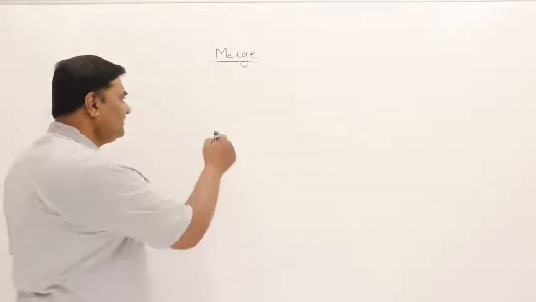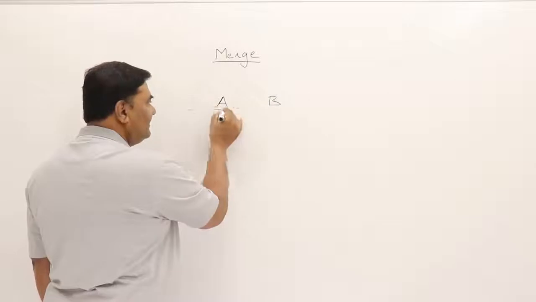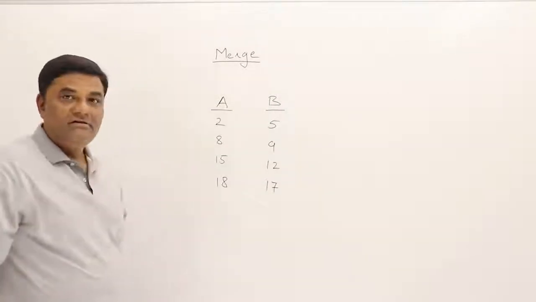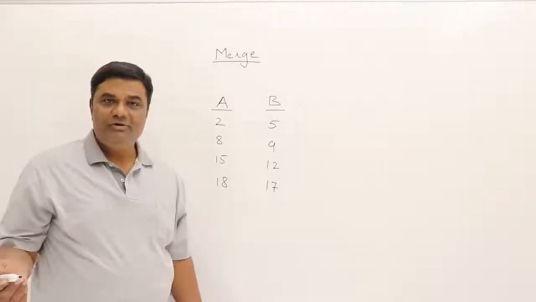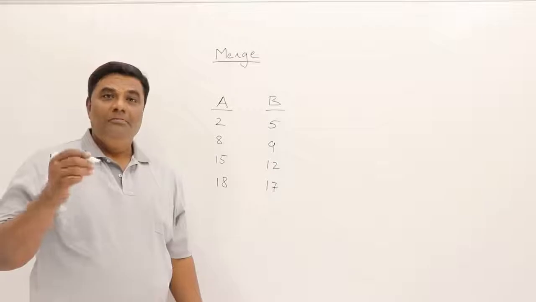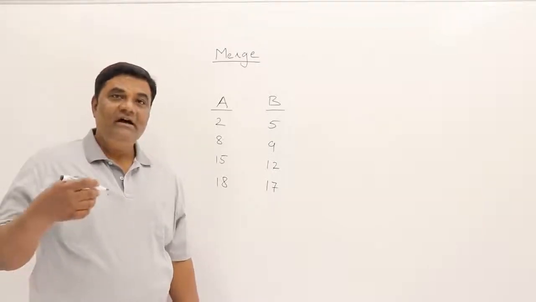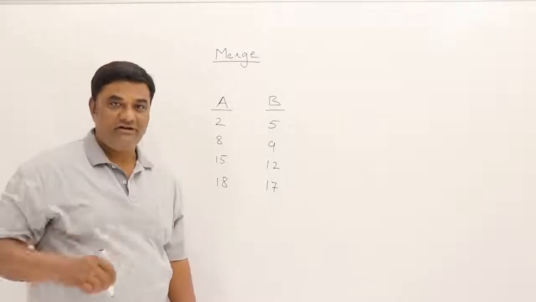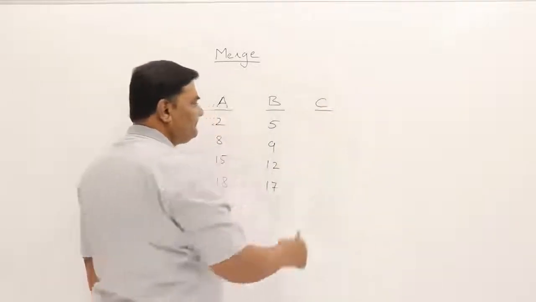So if I have two lists, let us say A is one list, B is one list with some set of elements. Now there are two lists given and I have taken equal sizes. They can be of different size also, but they are sorted. Now let us see how we can combine them such that the result is also sorted. So I will prepare a third list, that is C.